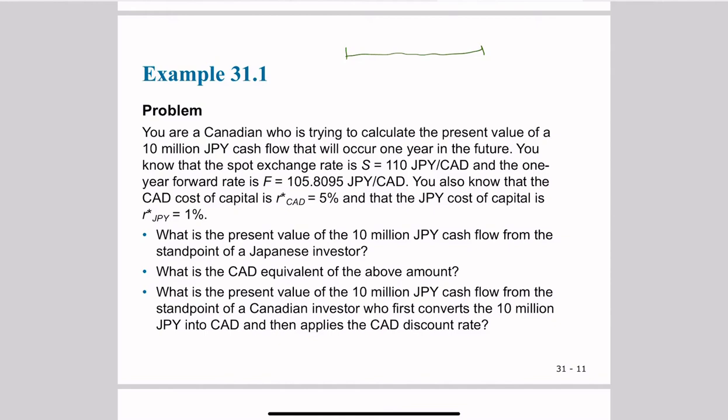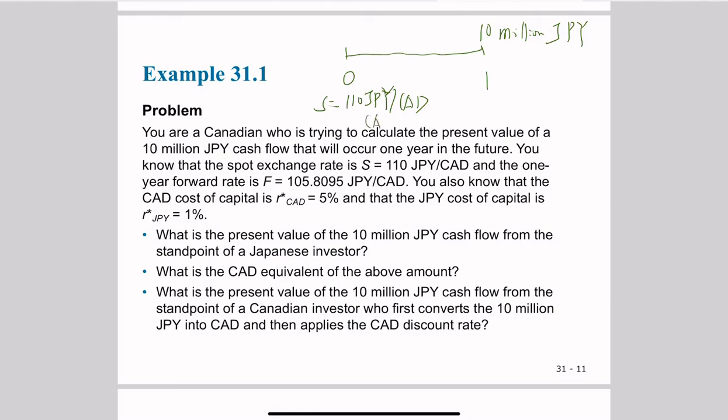So we know that this investor is expecting to receive, no, sorry, it's not $10 million. It's 10 million JPY in 1 year. And today's spot exchange rate is 110 JPY per CAD. It's also very important when you're looking at exchange rate, it's important for you to look at the units, right? So here it's JPY per CAD.